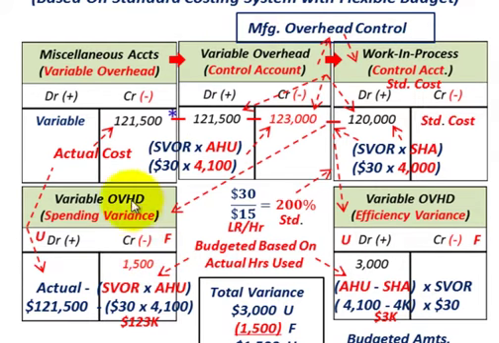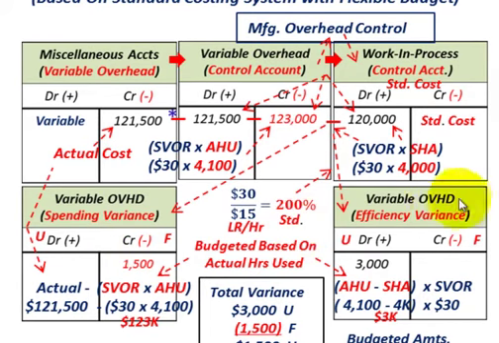So our variable overhead spending variance would be credited, or reduced, as a favorable amount of $1,500, simply because the actual amount we have in variable overhead for the period is less than our budget based on actual hours used, $123,000. Okay, so that takes care of our spending variance: under budget, a favorable amount, credited or reduced.